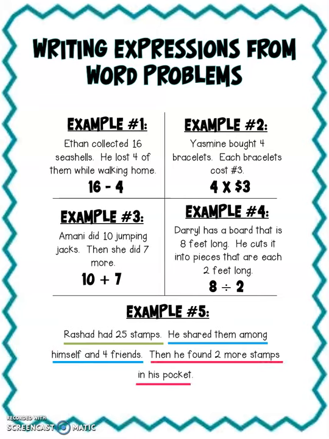Then he found 2 more stamps in his pocket. So that tells me that after he shared the first group of stamps, he found 2 more. What I can then figure out is the first step I need to do is I need to show that he's sharing the stamps. To share stamps, I'm going to divide. So I'll first start by dividing the 25 stamps he started with by the 5 friends. Finally, to show that he found 2 more stamps, I'll add 2 after that.